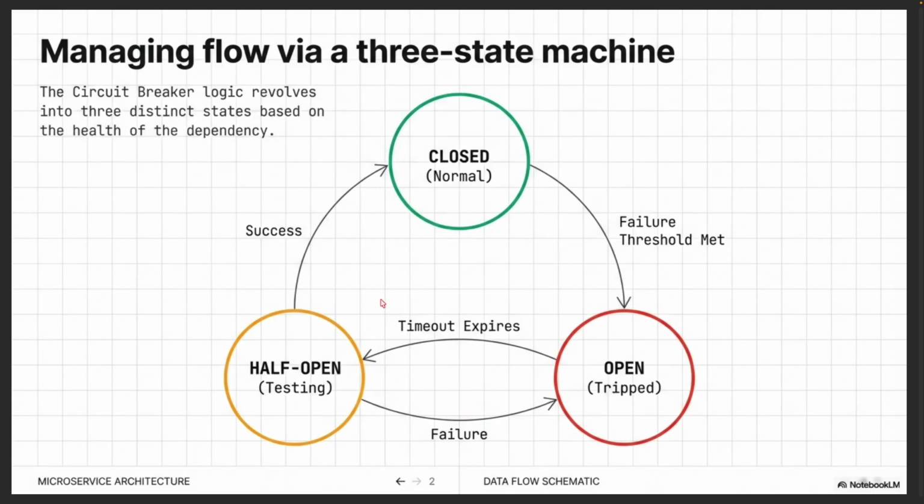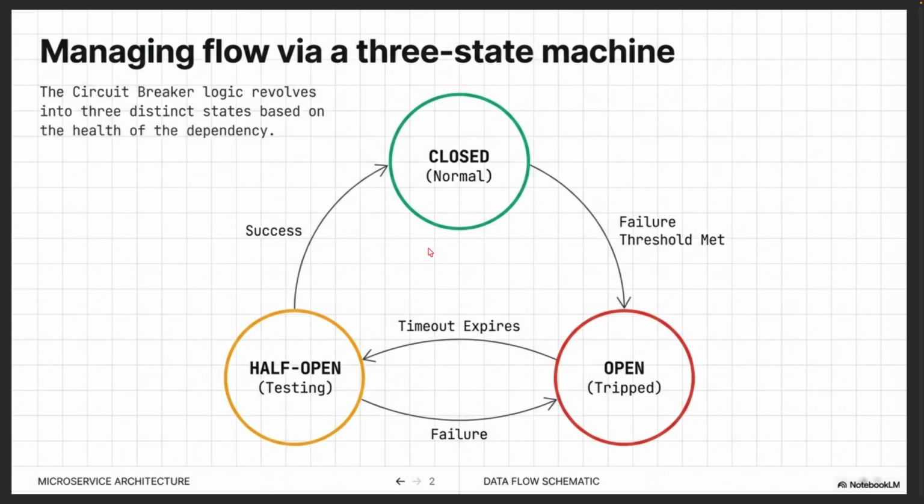So the order service will fall back to a fallback mechanism, and it will respond with a static response to the users. That state we call the open state, when there is no request and response between the order and the payment service. But after some time, the order service will check with one request whether the payment service is back or responding or not. That one request, that state, we call the half open state. That is, we call it a testing state.